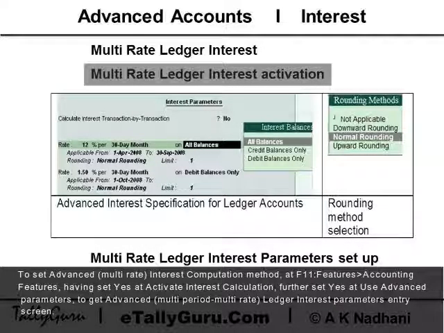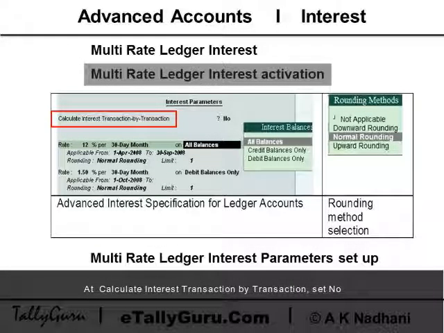Multi-rate interest activation. To set the advanced, that is multi-rate, interest computation method, at F11 Features, Accounting Features, having set Yes at Activate Interest Calculation, further set Yes at Use Advanced Parameters to get the advanced, that is multi-period multi-rate, ledger interest parameters entry screen. At Calculate Interest Transaction by Transaction, set No.